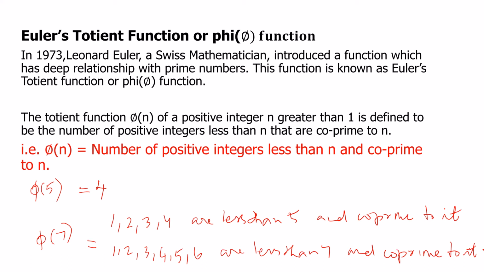So altogether, how many numbers are there? 6. So we can write phi of 7 is equal to, or totient of 7 is equal to 6.